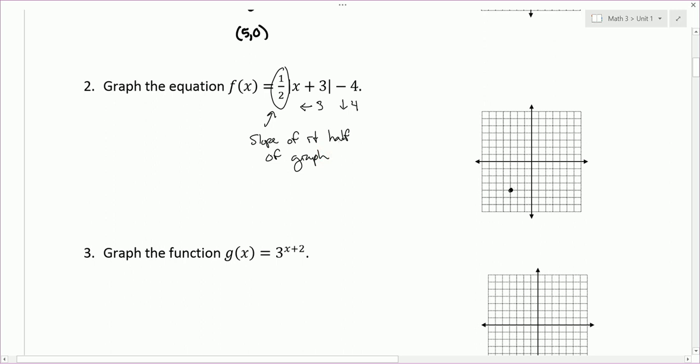So from our point, we can go up 1, right 2. And then because this is symmetric, we can go up 1, left 2 to get a third point. And there's our graph.